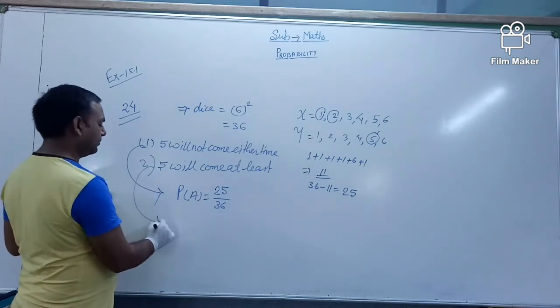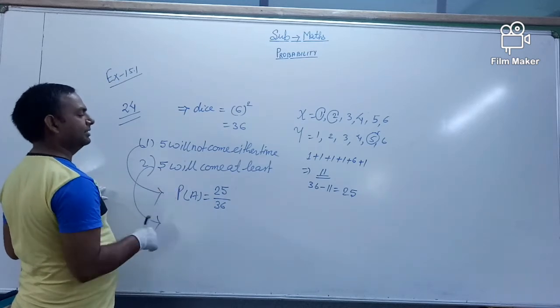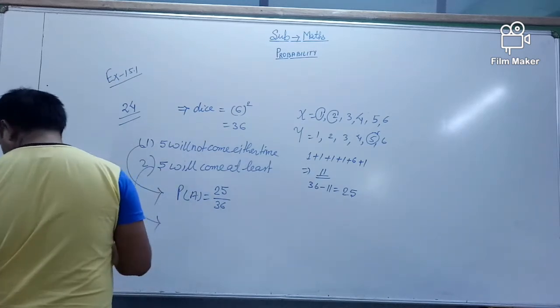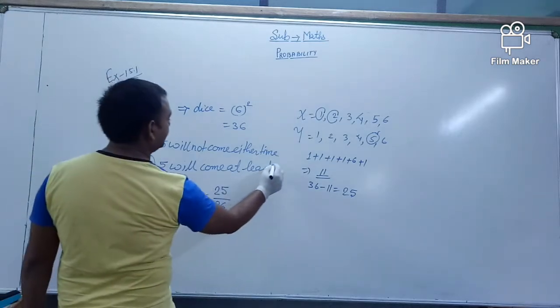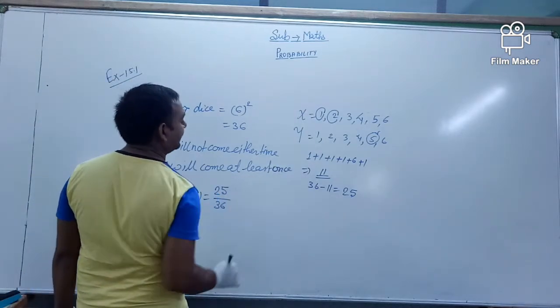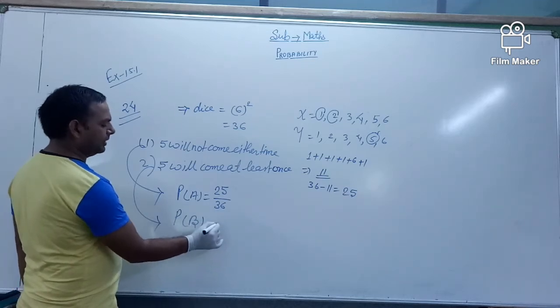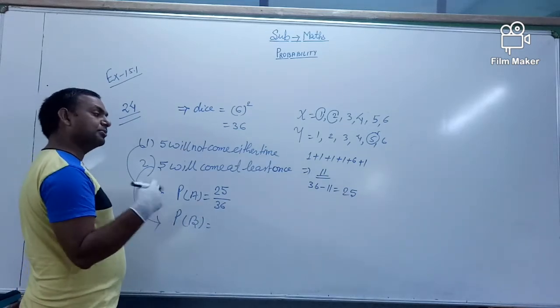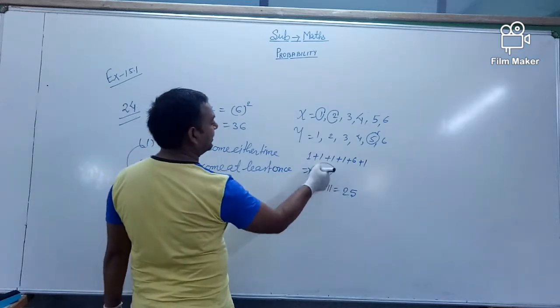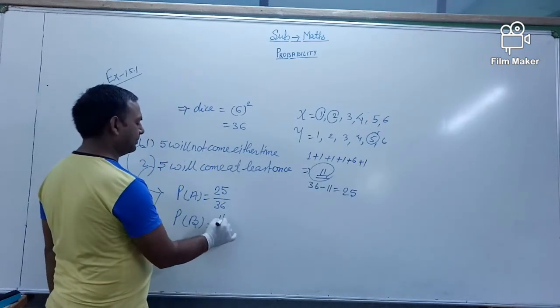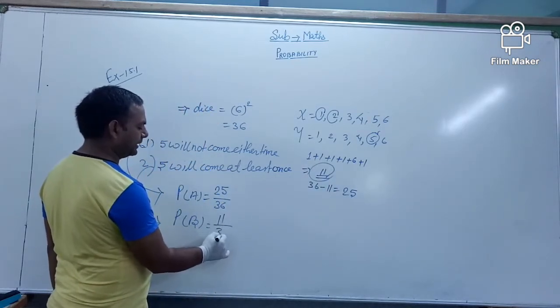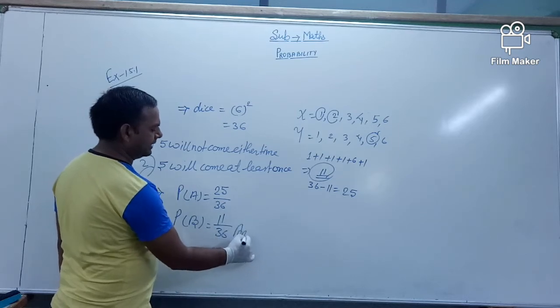Second condition, 5 will come at least once. At least one means probability B, that is at least once, minimum 1 time 5 will come. So here are the 11 conditions where 5 will come. So 11 upon 36, and this is the answer.